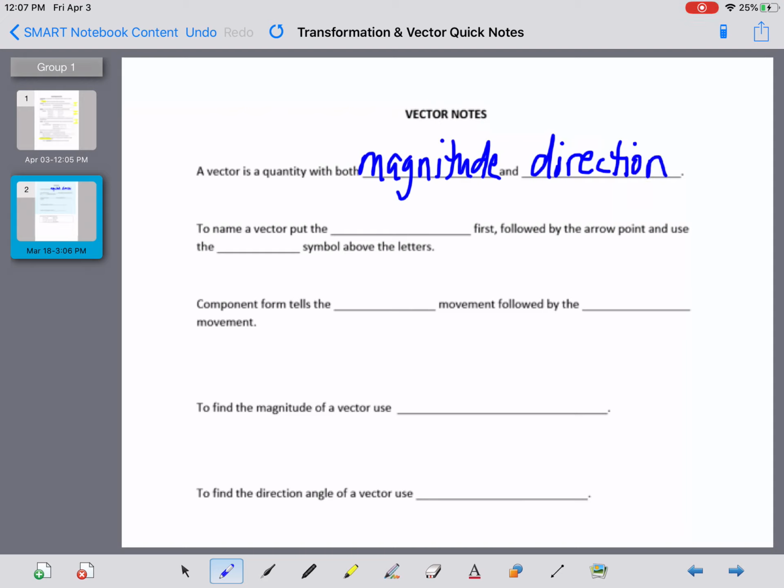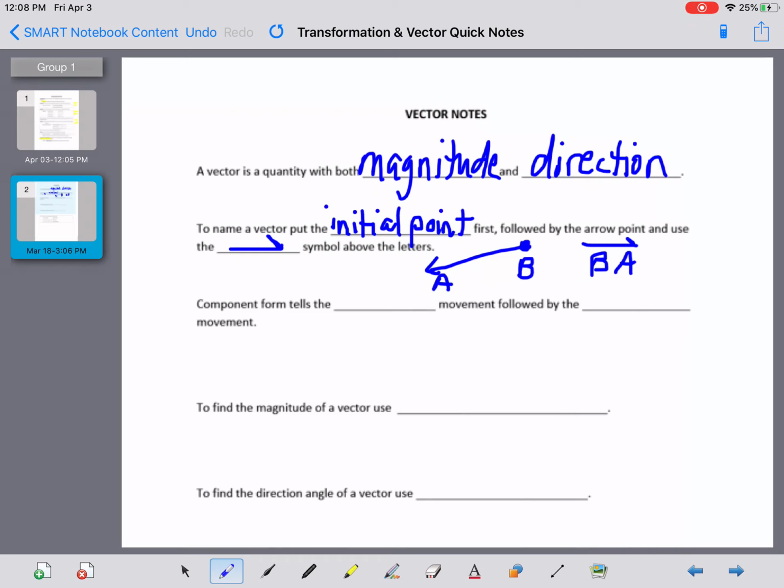And a couple more reminders here on the vector notes. To name a vector, you want to put the initial point first, followed by the arrow point, and you use a symbol, which is a line with a half arrow above it. So if you had a vector named like this, we would start with the initial point, which is B, then we go to where the arrow is, and we put that half arrow above it. And the order definitely matters when you name those.